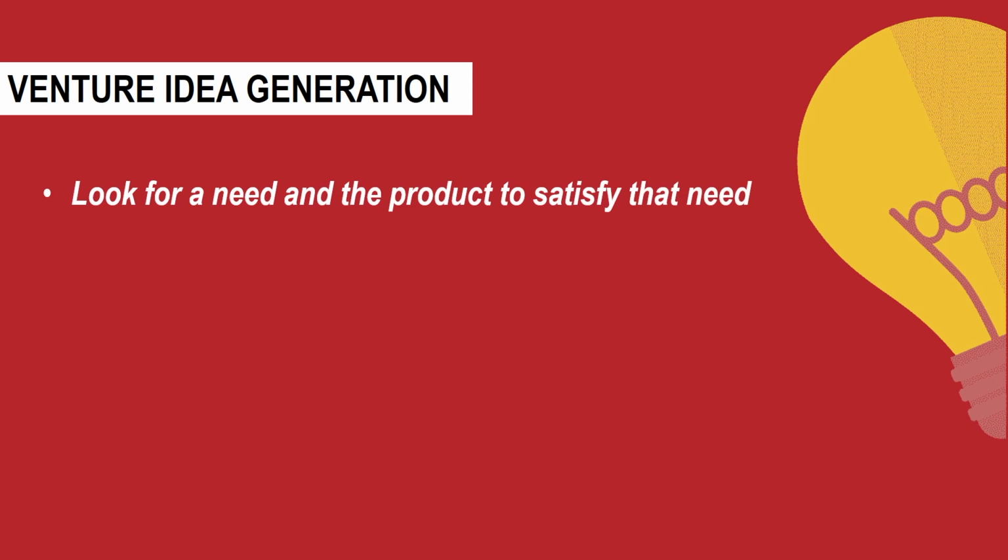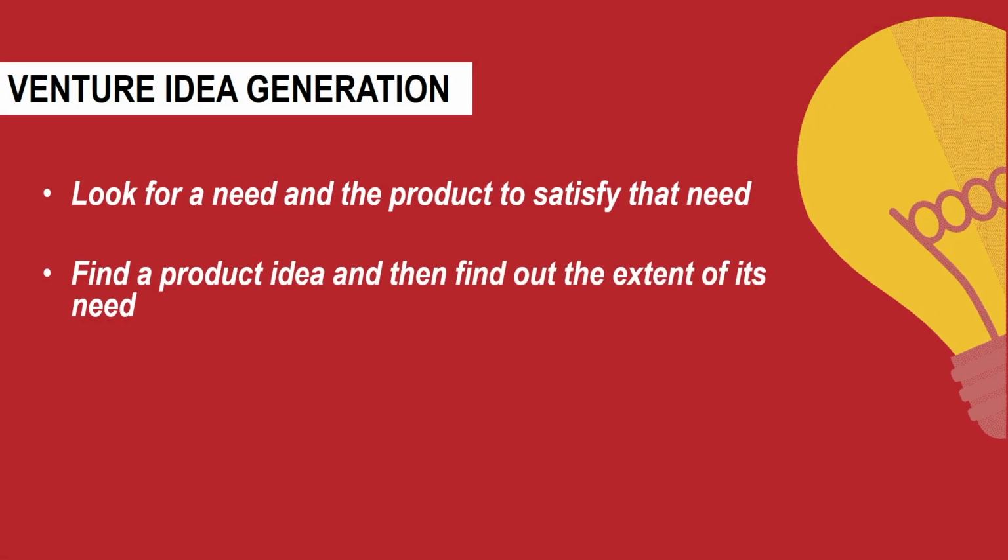So, how to get this venture idea generation? There are again two criteria. First is look for a need and the product or the service to satisfy that need. So, look into the society, look into the community, what people want basically, and what product you can make or what service you can provide to fulfill that need. So, that is number one.